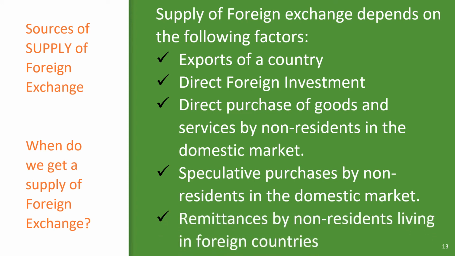A very large proportion of supply of foreign exchange comes from remittances by non-residents living in foreign countries. Remittances means the income that is earned by our residents abroad. When they bring in or send in their money home, that income or money would be called a remittance. So these are the sources of supply of foreign exchange. This is how we get a supply of foreign exchange.